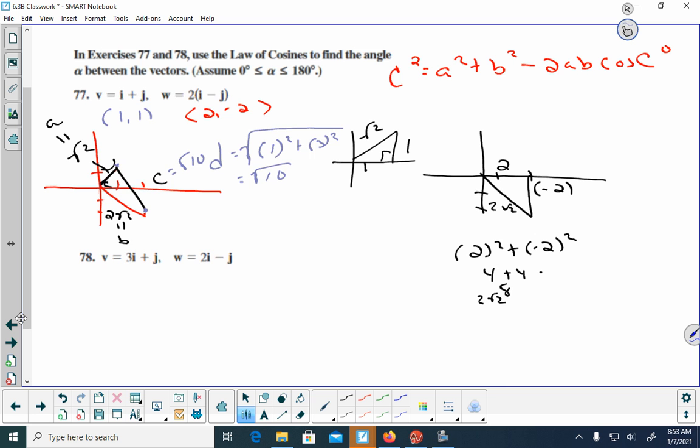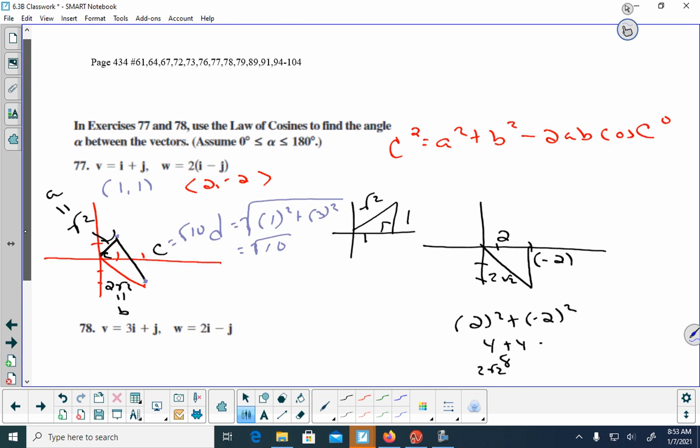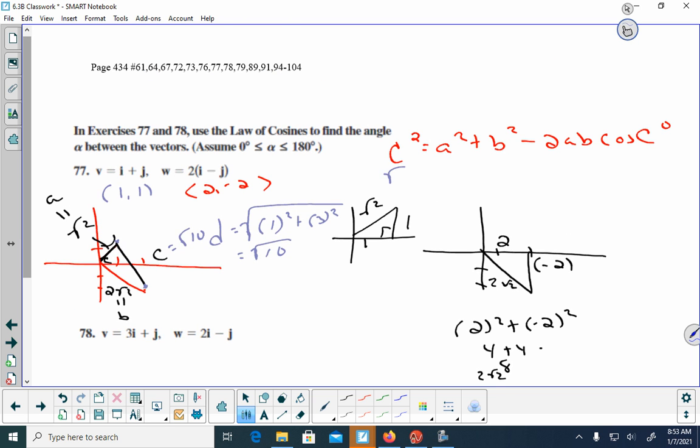Now I'm going to take all that information and substitute into this formula. So C squared, the square root of 10 squared, is equal to A squared, which will be the square root of 2 squared, plus B, which is 2 times the square root of 2 squared, minus 2AB times the cosine of C.